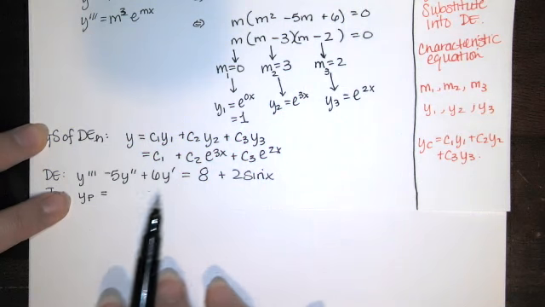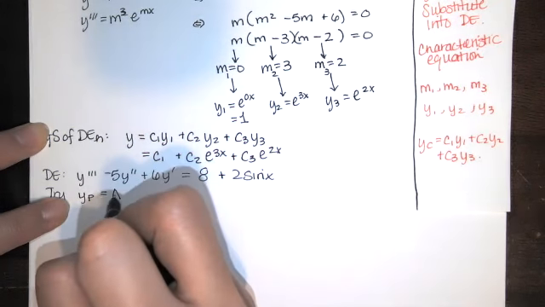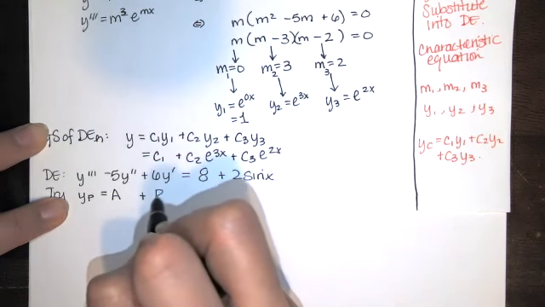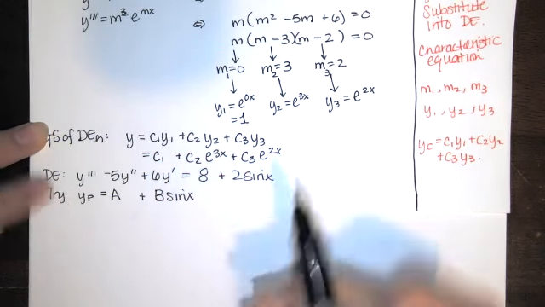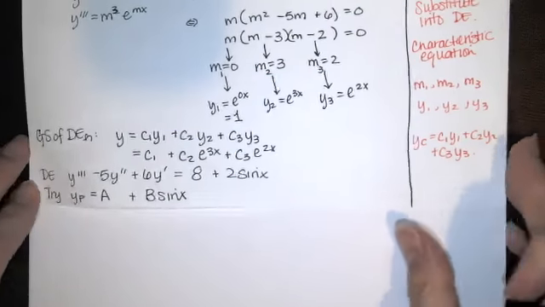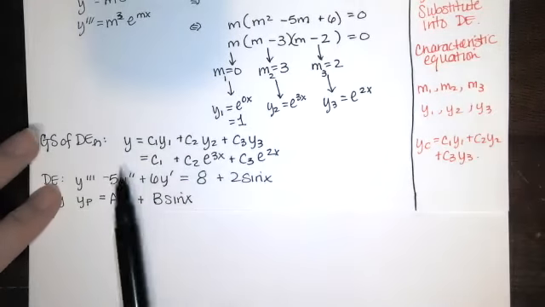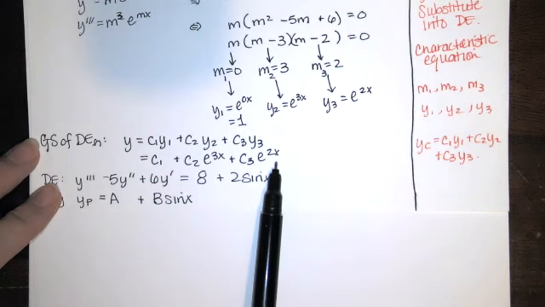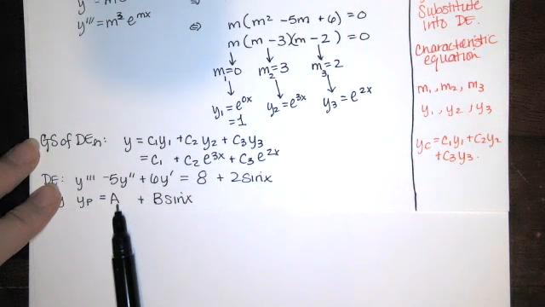So I've got a constant here. So I would guess that y sub p has a constant in it. And then I've got a constant times sine of x, so I would guess a constant times sine of x. Now, this is my initial y sub p guess, but I always want to compare the terms on this list to the terms on this list. So I say, okay, do I have just a constant on this list?